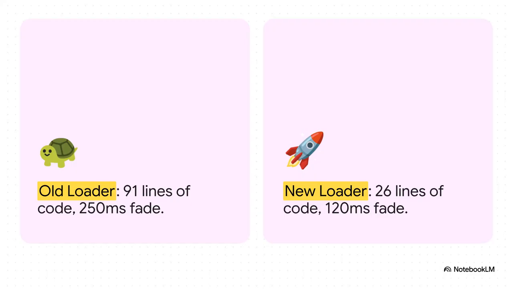And if you want to see their obsession with speed in action, just look at the page loader. The old version took 91 lines of code and required 250 milliseconds to fade. By optimizing that logic, the new loader achieves a massive 71% code reduction and brings the transition time down to just 120 milliseconds. It's over twice as fast and so much lighter on the browser's DOM.